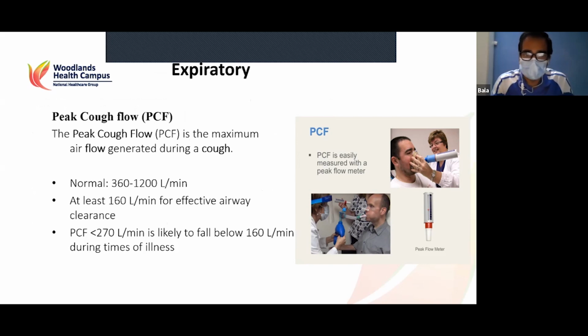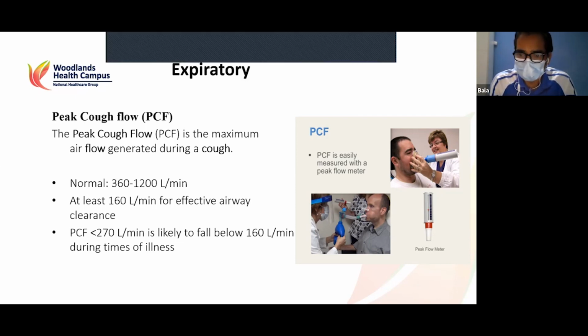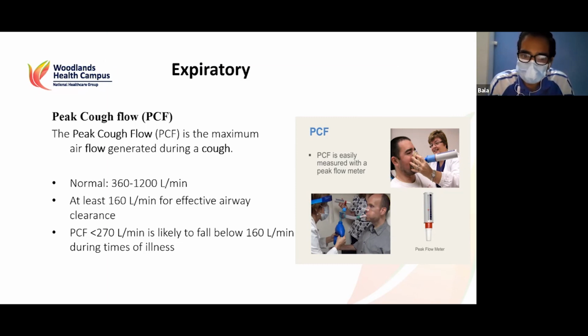Peak cough flow is where you take a breath in and then you cough and see what the value is. The normal value is around 360 to 1200 liters per minute. The numbers are very important here. We have to keep these numbers in mind. Anything below 160 is a sign of weakness. Already the patient is having some significant weakness to clear secretions. But they also say 270 is needed to have very good clearance. So these are some numbers we need to know.